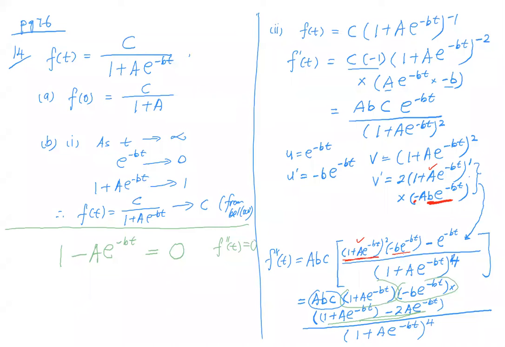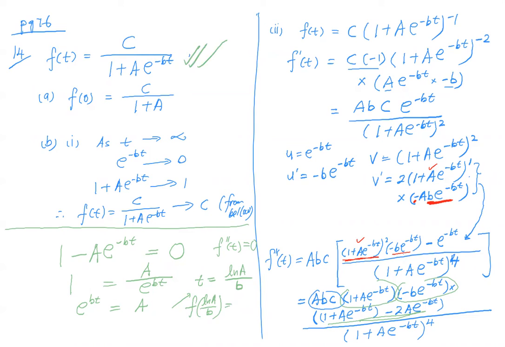So I will have 1 equal to a divided by e to the power of bt. Am I right? So e to the power of bt is equal to a. So that means my t is equal to, what is my t equal to? ln a over b. So when my t is equal to ln a over b, my f of ln a over b will be equal to, I put into here.